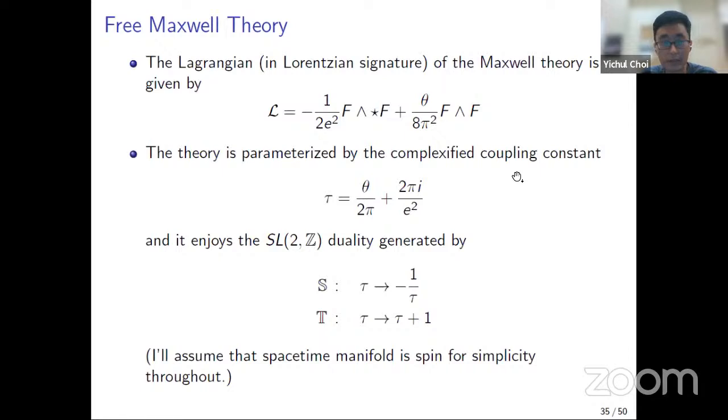Okay, so yeah. Now let me move on to the Maxwell theory. Now let me begin very slowly. So the Lagrangian of the Maxwell theory in 3+1D looks like this, as we all know. It has the kinetic term and then the theta term. And the theory is usually parameterized by the complex gauge coupling constant tau. And it enjoys the SL(2,Z) duality, which is generated by S and T transformations. And again, for simplicity, I'm going to assume that my spacetime manifold admits a spin structure, so that theta is 2 pi periodic and T is a good duality transformation. And then I have the full SL(2,Z) duality group.